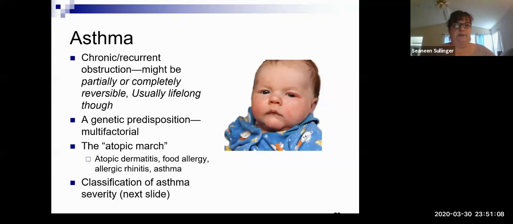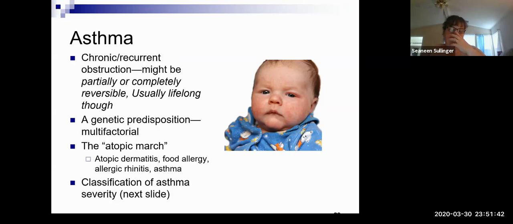All right, moving on to asthma. So you guys know about that. We did that in CRS. It's chronic recurrent obstruction that might be partially or completely reversible. It is usually lifelong. Exercise-induced asthma sometimes can fade away, and it may not necessarily present as asthma, but you may have like a chronic bronchitis, something like that, as a sort of sequelae from having it when you were younger. It's multifactorial. There is potentially a genetic predisposition.